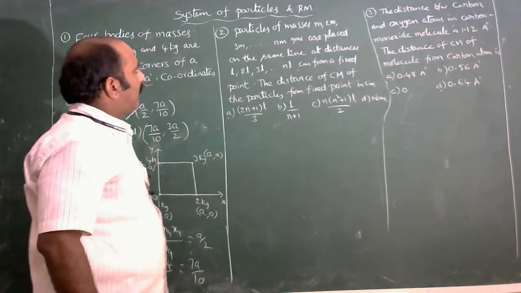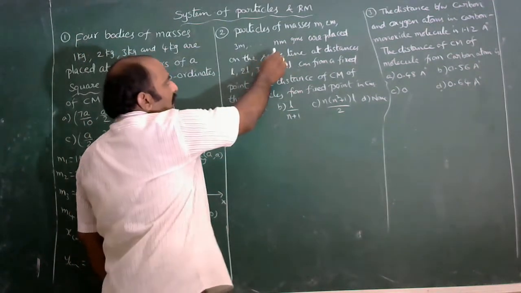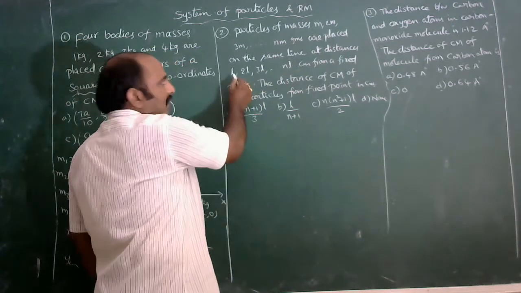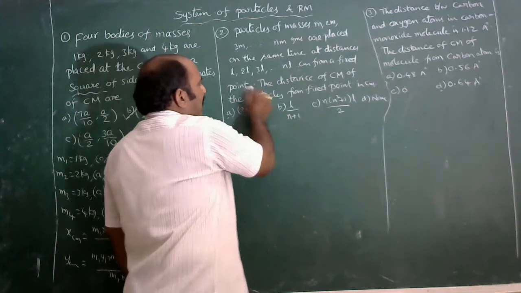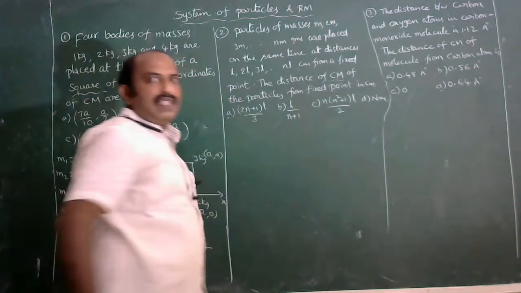See second one. Particles of masses m, 2m, 3m and so on up to nm grams are placed on the same line at distances L, 2L, 3L and so on up to nL centimeter from a fixed point. The distance of center of mass of the particles from the fixed point in centimeter is?